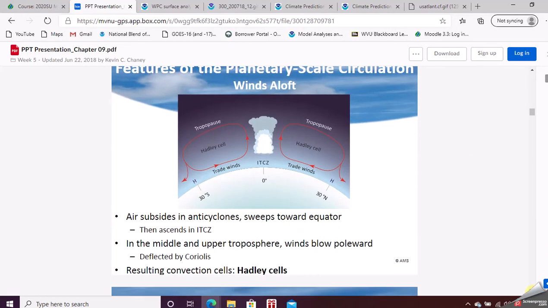There's also something called the Hadley cell. Basically, the Hadley cell runs from the equator to 30 degrees north. And you have lots of rising motion around the intertropical convergence zone, lots of thunderstorms typically, and it's going to sink back right around 30 degrees north.